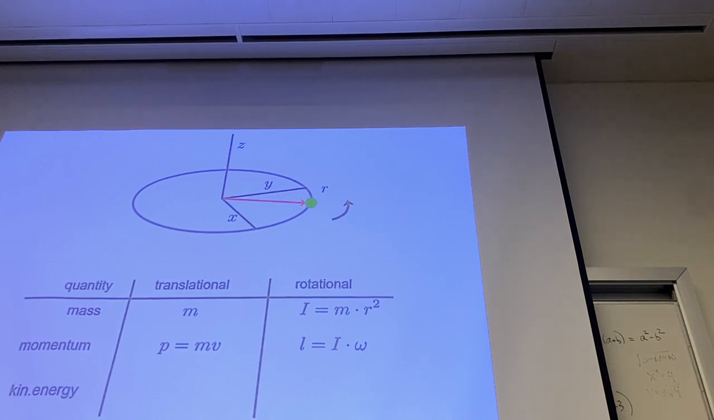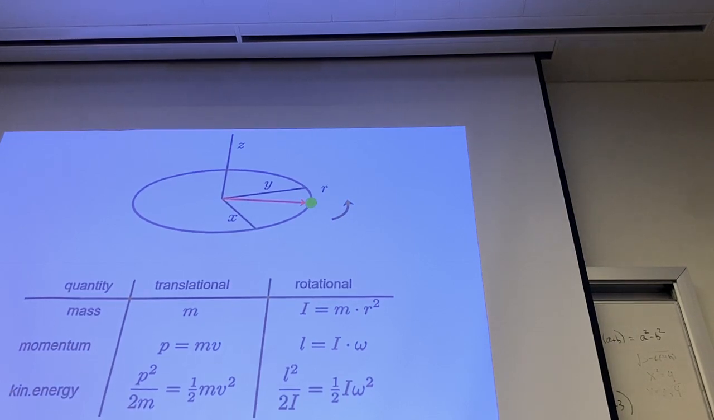Kinetic energy, we know what that is. Kinetic energy in most general terms is the momentum squared divided by 2m, and that corresponds to half times m times v squared. So what does it look like for rotational motion? It looks like half times I times omega squared. I'm doing the same thing: little l squared divided by 2I equals half times I times omega squared.